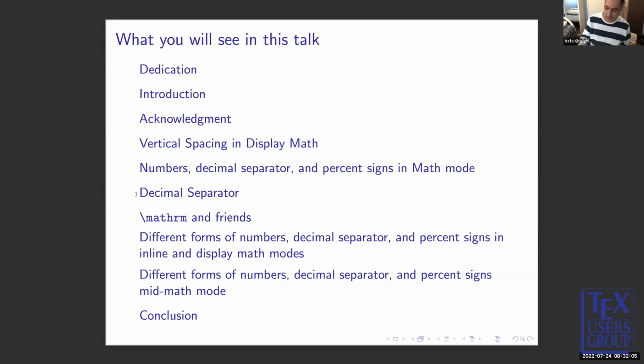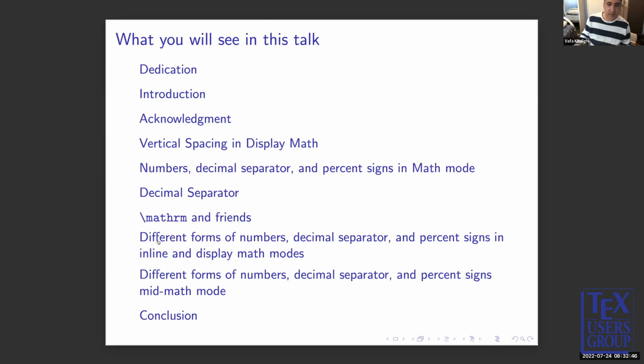Then we talk about decimal separator and how the decimal separator needs to be smart, so we don't want decimal separator everywhere. Then we talk about math-rm, math-bf, math-it, and other similar macros and how they should behave with respect to numbers and decimal separators. Then I will talk about different forms of numbers, decimal separator, and person signs in inline and display math mode. By different forms, I mean switching between Latin and Persian.